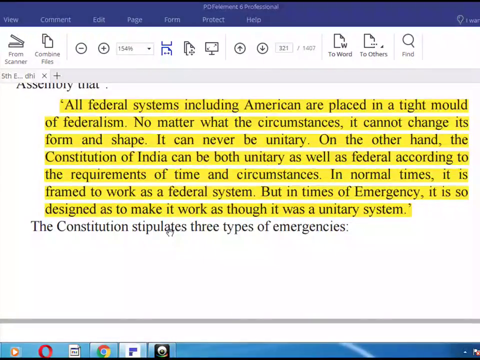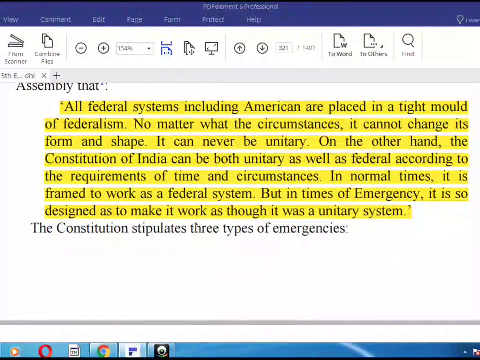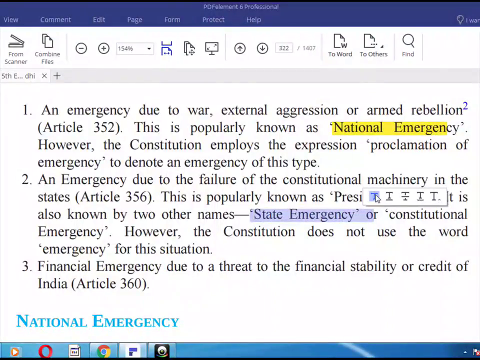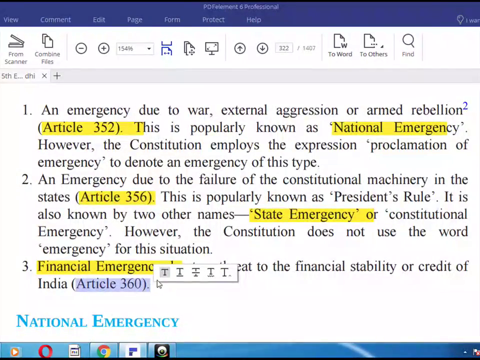So the Constitution stipulates three types of emergencies. It is important. One is the national emergency, one is the state emergency, and one is the financial emergency. National emergency is Article 352, state emergency is Article 356, and financial emergency is Article 360. National emergency arises from war, external aggression or armed rebellion.